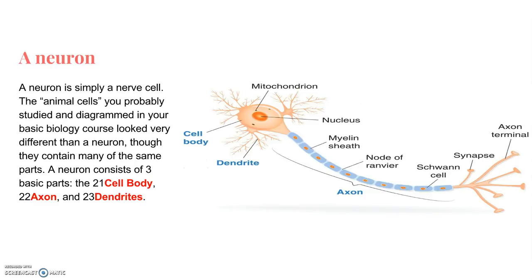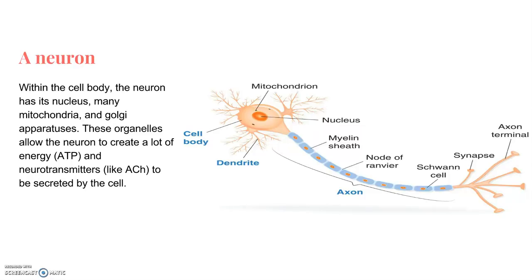So what's a neuron? A neuron is simply just a nerve cell. The animal cells you probably studied and diagrammed in your basic biology course looked very different than a neuron, though they do contain a lot of the same parts. However, a neuron consists of three fundamental parts. There's the cell body, the axon, and the dendrites.